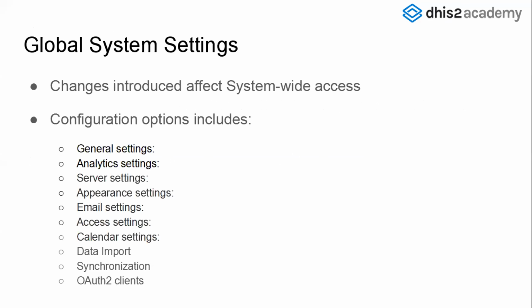So as I've mentioned, the global system settings will look into a couple of issues again: the general settings, which are more or less analytics settings. There are settings that are very specific to the analytics part, the appearance of the system, just to have the feel and look of the system, some of the email settings, the access settings, calendar issues, and a couple of issues in case you need to do data import.